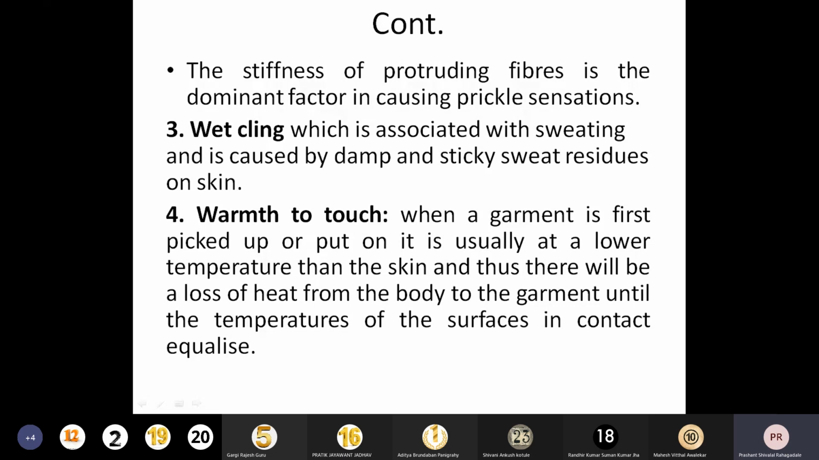कब तक? Until, जैसे हमने हिस्टेरिसिस इफेक्ट के बारे में बात किया था, until the temperature of the surface in contact with your skin will be equal. Skin का और उस surface का which is in contact with your skin, it will be equal. तब तक ये चलेगा. क्या चलेगा? Loss of heat from body to the garment चलते रहेगा. Okay. Now, if this heat transfer is faster, we will find that the faster this heat is transferred, the greater is the cold feel of your fabric you can sense.